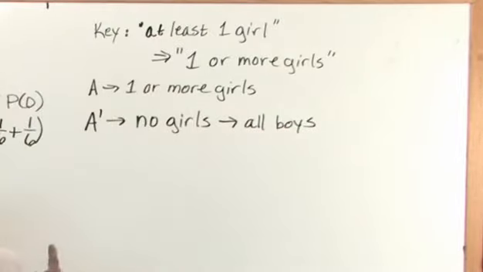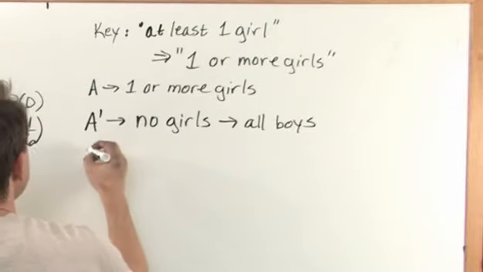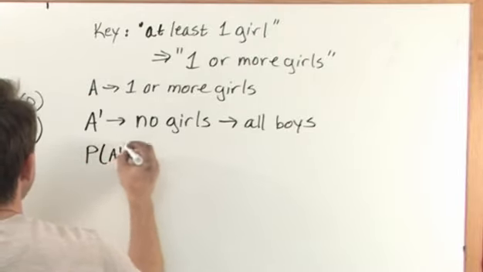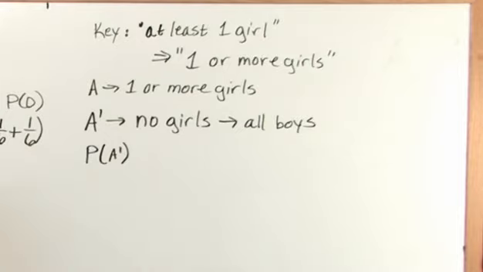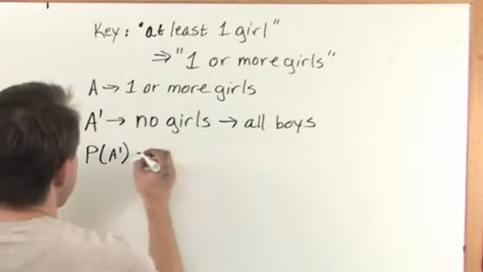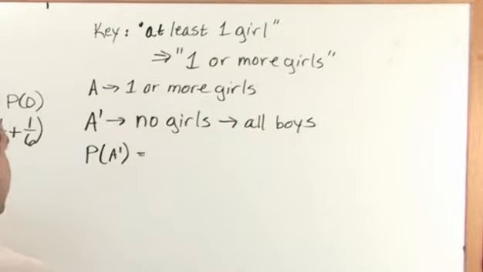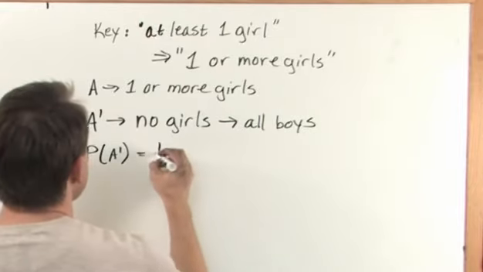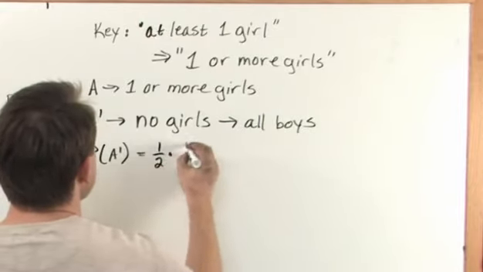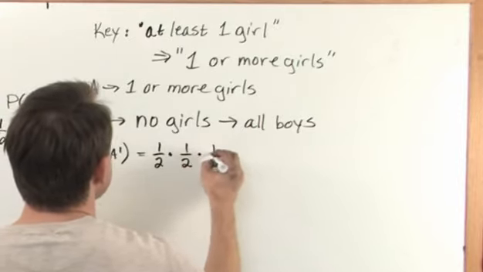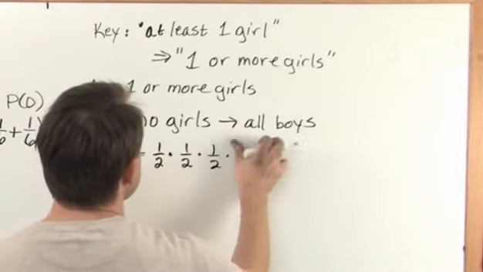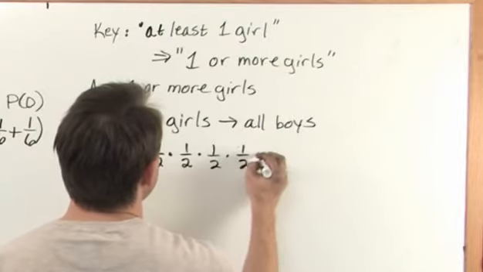So now, instead of finding the probability of A, I'm going to calculate the probability of A prime, because I believe that's going to be easier to calculate. What's the probability of A prime? If I'm going to have 5 boys, and the odds of getting a boy versus a girl are 50-50, 1/2, the probability of the first boy is 1/2, the second boy is 1/2, third, fourth, and fifth.